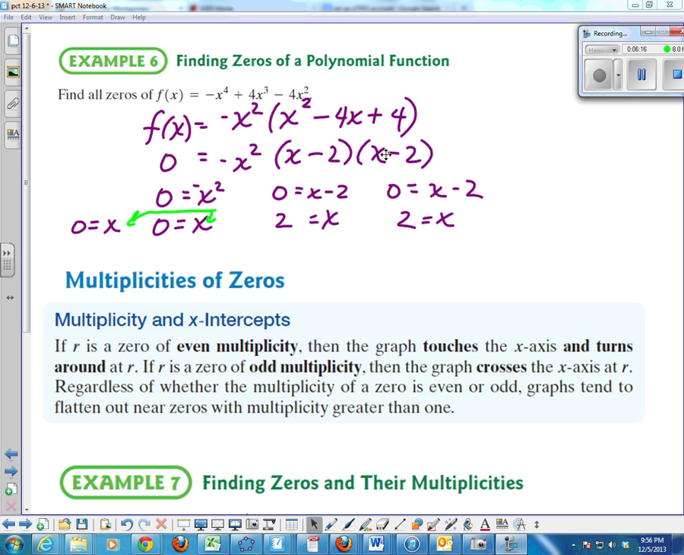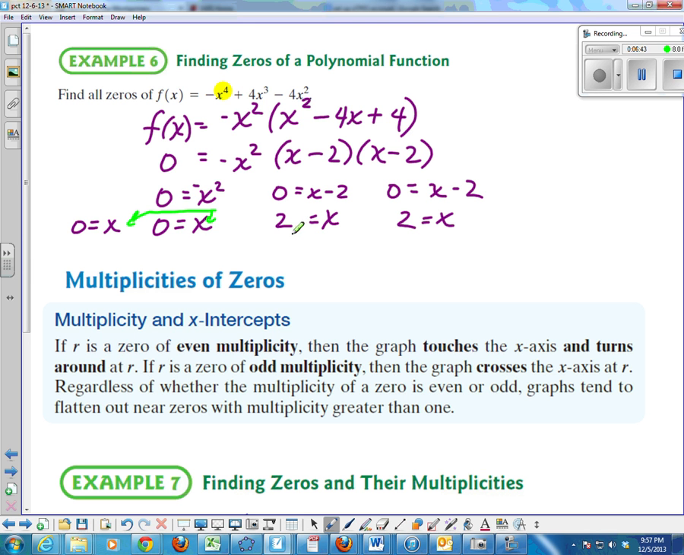Remember, you can pause this anytime you need to write down and catch up. x squared equals 0, or -x squared equals 0. You take the square root, you get x equals plus or minus 0, which is just x equals 0. We get that twice. Both of these factors also yield an x equals 2. Technically, there are 4 roots here. This was a 4th degree polynomial, but there are really only 2 unique roots.